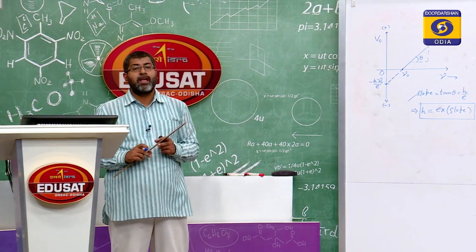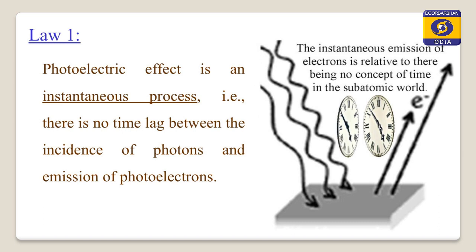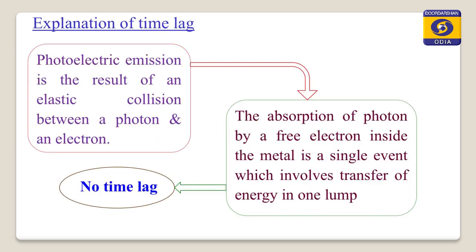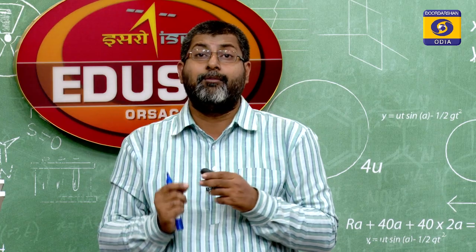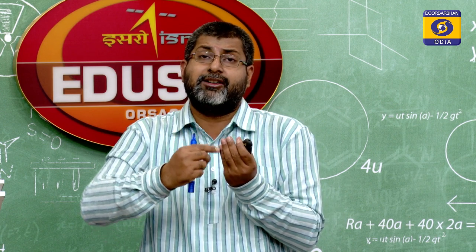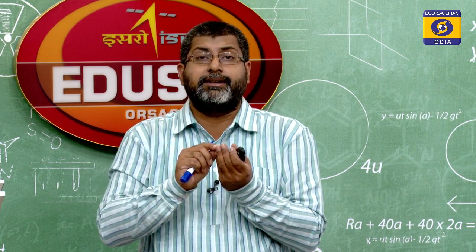Now, come to law 1. Photoelectric effect is an instantaneous process, that is, there is no time lag between the incidence of a photon and the emission of photoelectrons. Why? Photoelectric emission is the result of an elastic collision between a photon and an electron. The absorption of a photon by a free electron inside the metal is a single event which involves the transfer of energy in a single step. So, it involves no time lag, because the photon will deliver its energy as a whole, but never a fraction of it.